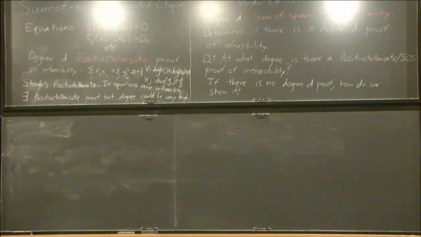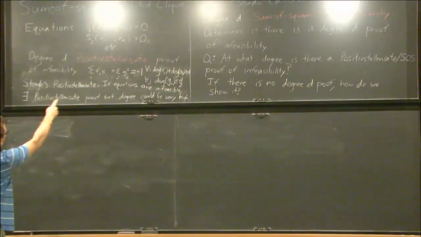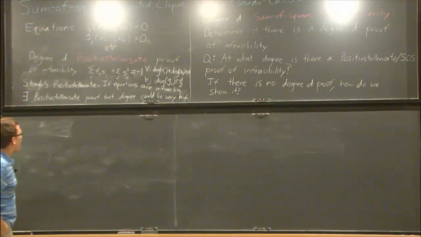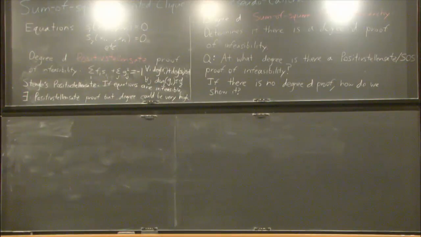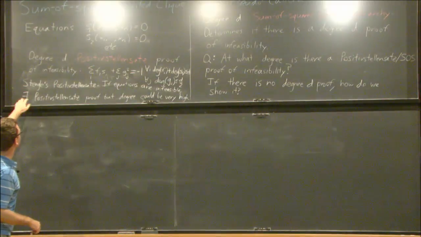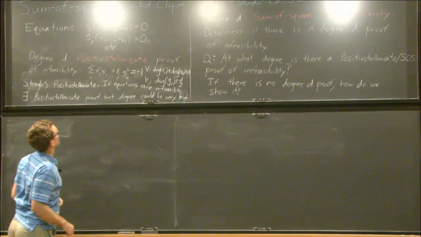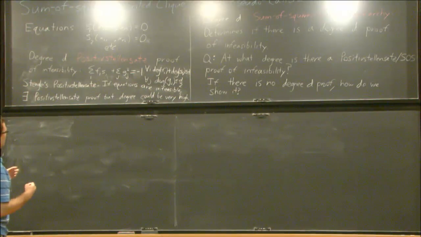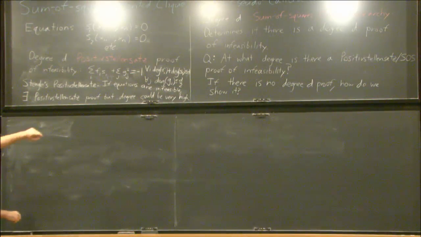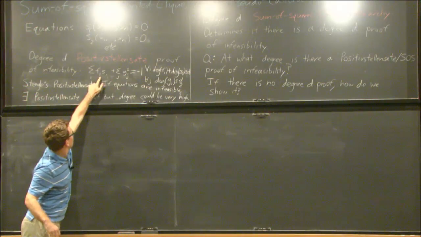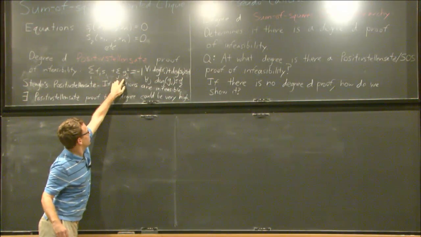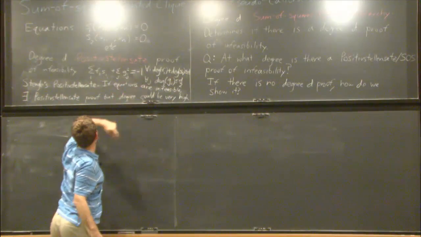So what the sum of squares hierarchy does is it gives tests for whether a set of polynomial equations such as these are infeasible over the real numbers. In particular, it determines whether or not there's a degree D positive Stellensatz proof, which looks like this. Now if such a proof exists, then the equations are infeasible, because this has to be 0 for all i. This is always non-negative over the real numbers, so this can't be equal to -1.